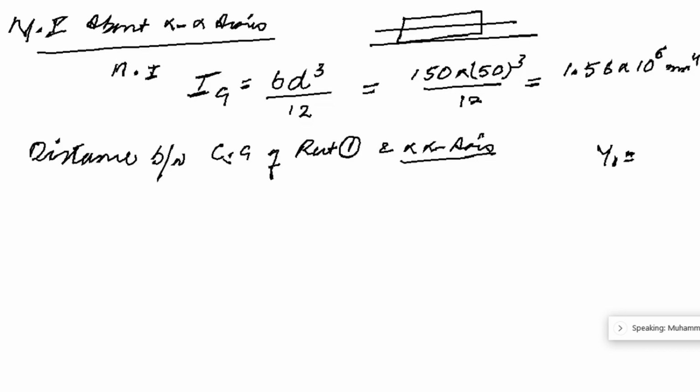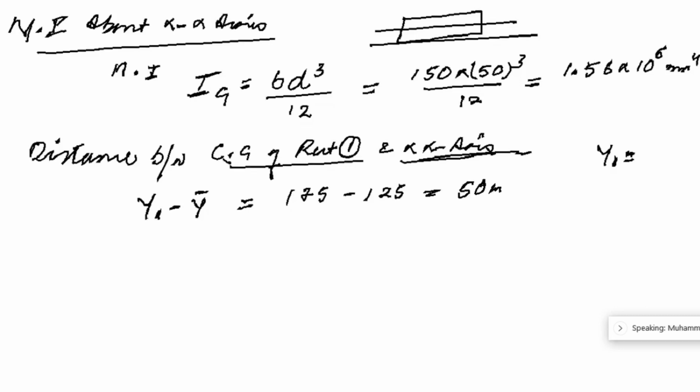And our actual y1 was how much? y1 minus y bar will give us the distance between the CG of the rectangle and the x-axis of that particular rectangle, right? Which is how much? y1 came out to be 175 minus y bar, which is 125. That comes out to be 50 mm. Okay, this is our distance between CG of rectangle 1 and x-axis.